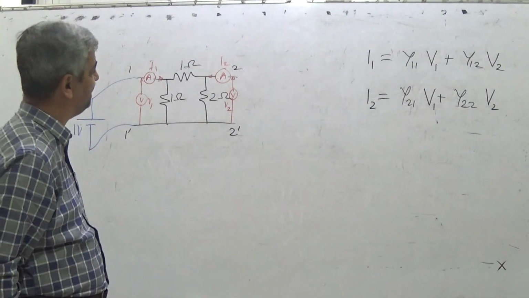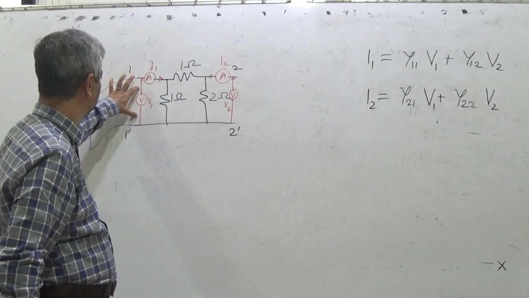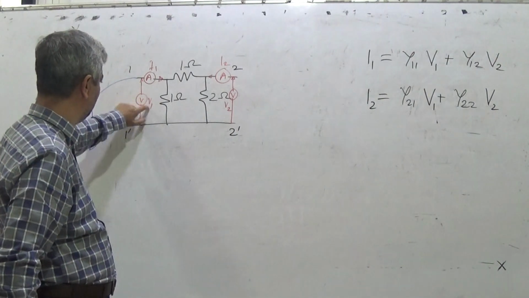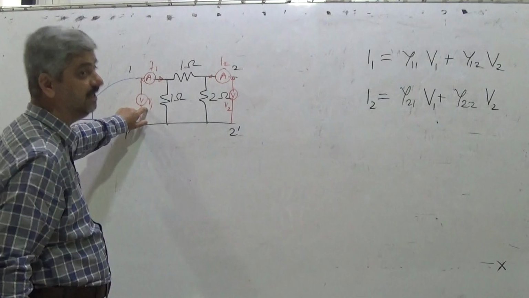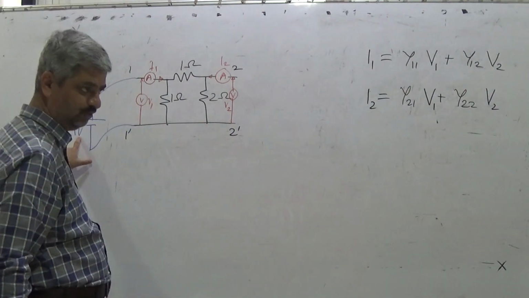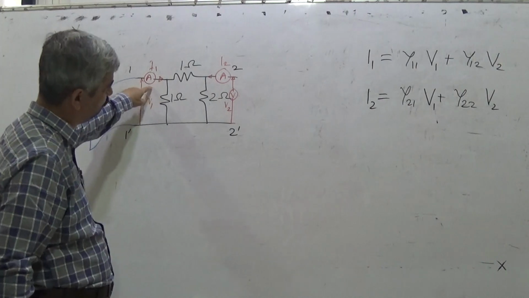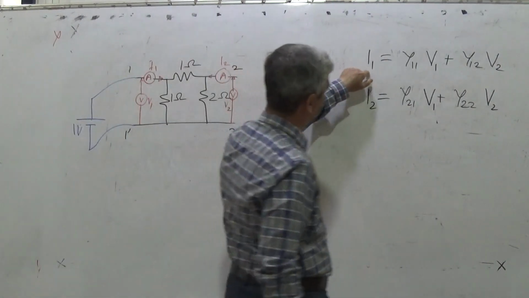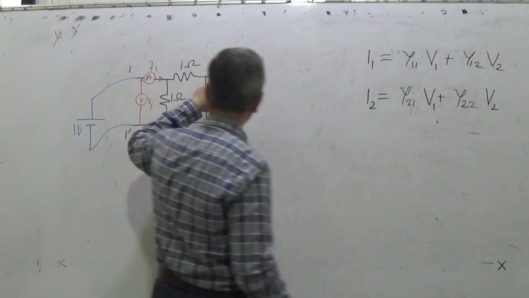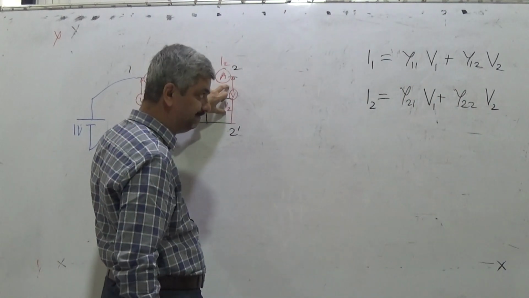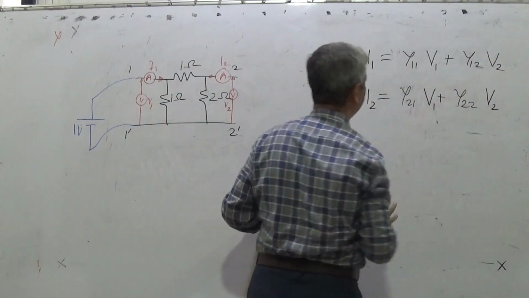With that I would be able to measure V1. V1 will show some reading. What reading will it show? It will show 1 volt because it is an ideal voltage source. This current meter I1 will show some reading, so I will get I1. I will get V1. This voltmeter will also show some reading. I know V2.